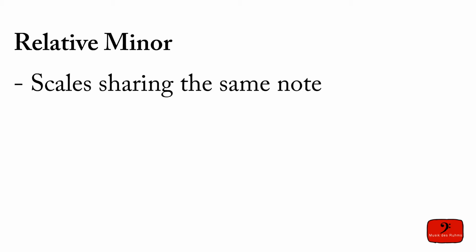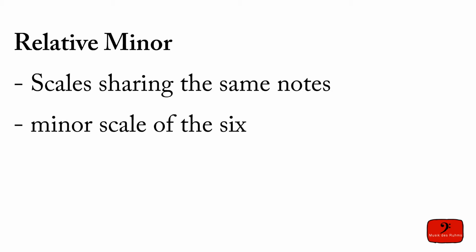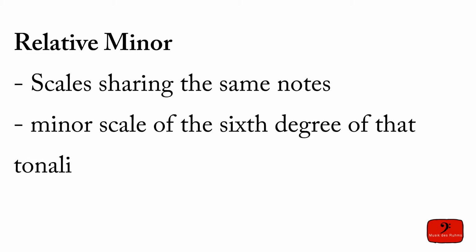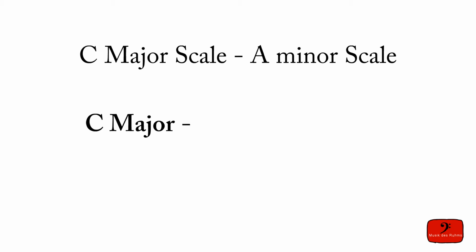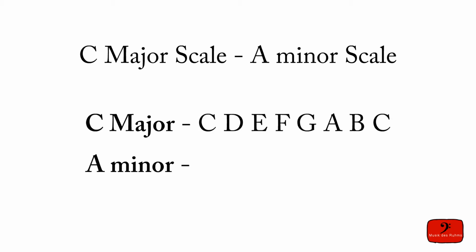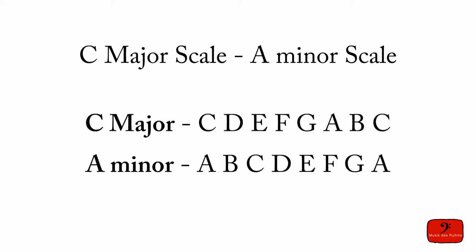Next section. Relative minor. A pair of major and minor scales, sharing the same notes, are said to be in a relative relationship. The relative minor scale of a major scale is the minor scale of the 6th degree of that tonality, or simply, it is the 6th note's minor scale. For example, relative minor of C major scale is A minor scale. Notes in C major and A minor scale are... Yes, the notes are same, but the order of notes changes.